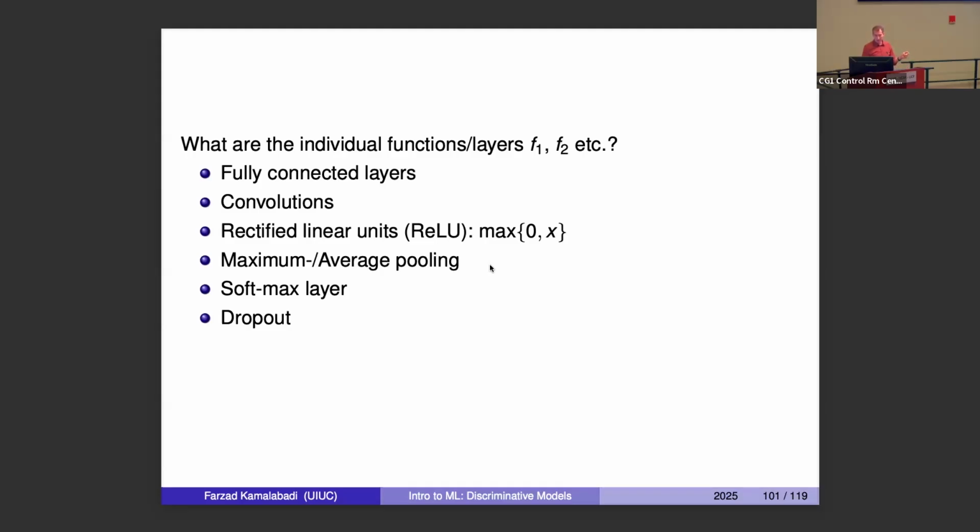So it's essentially max of 0 and x, maximum average pooling, softmax layer. These are all terms that, at this point, the details of them don't matter, because there is an art to making sure that you are utilizing these architectures at their optimum performance.